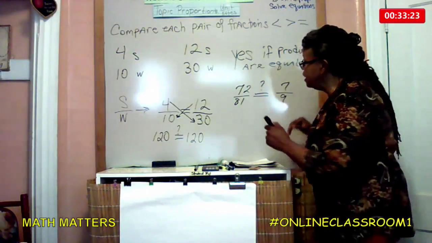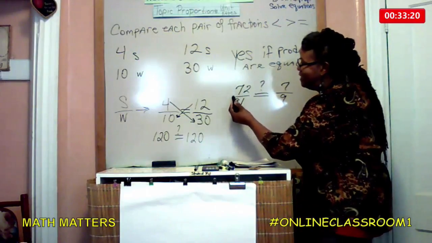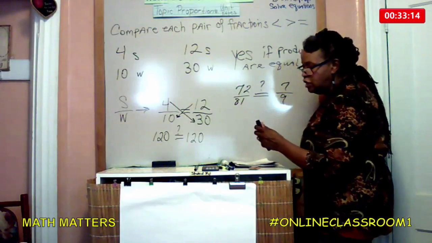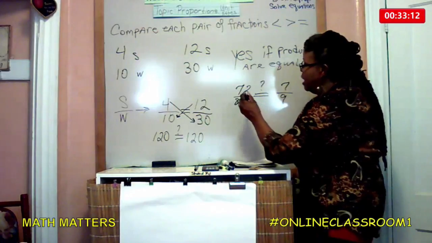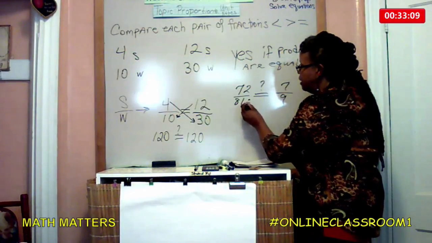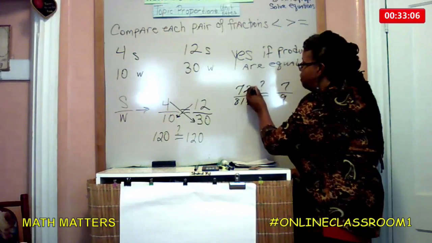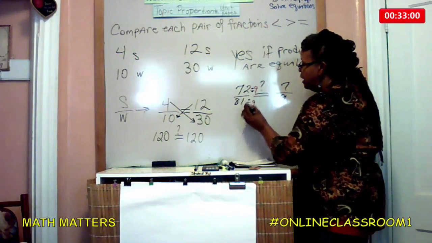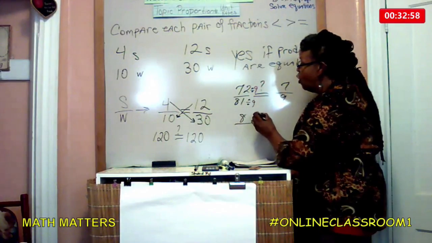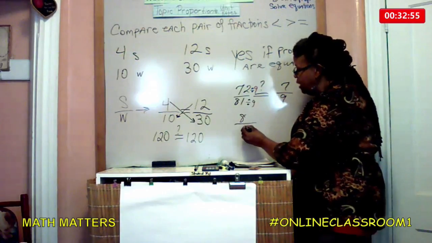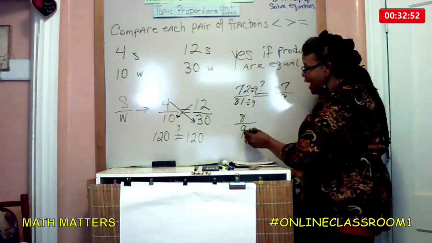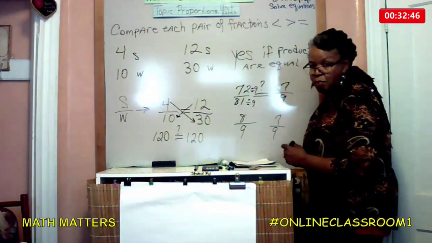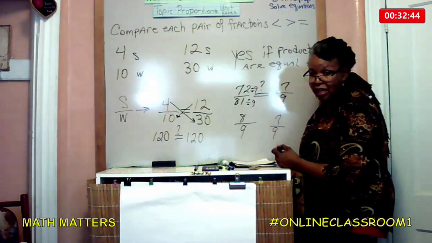There's several ways of doing this, and this is the way I choose because I definitely see a 9 here and I see a 9 here. So let's divide out that common factor of 9. 81 divided by 9 and 72 divided by 9. 72 divided by 9 is 8, and 81 divided by 9 is 9. So now I'm comparing 8/9 to 7/9. And boy, isn't that easy?